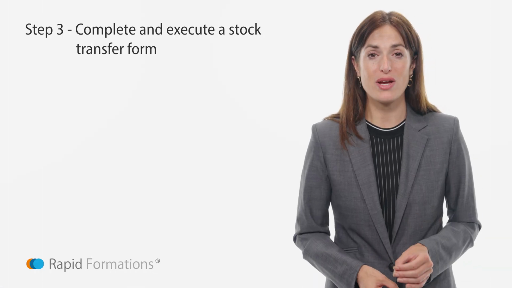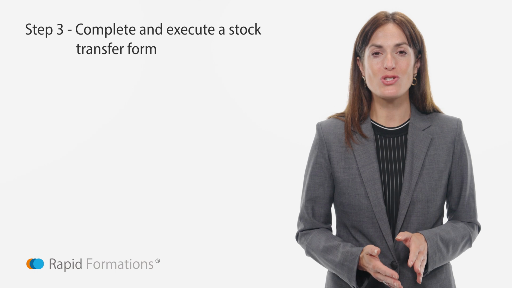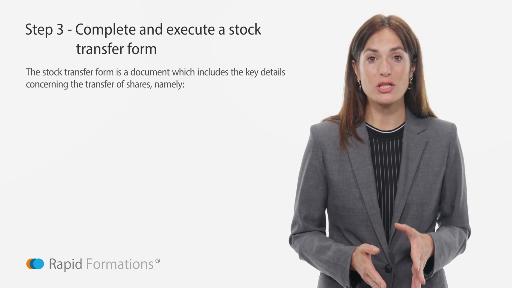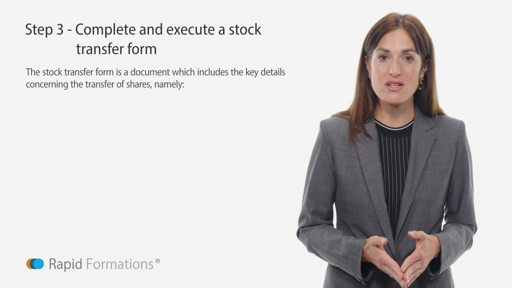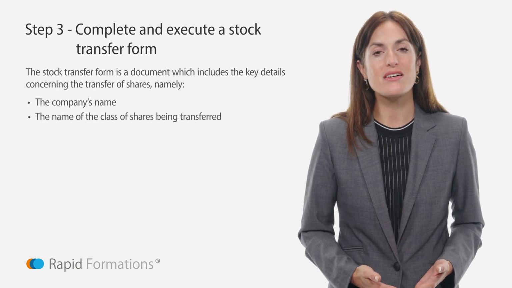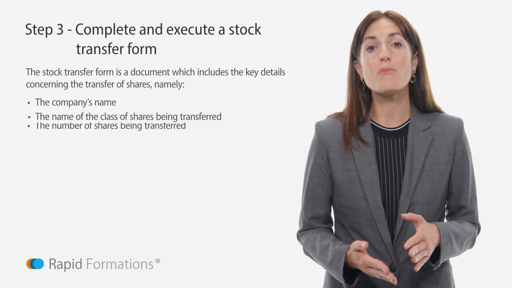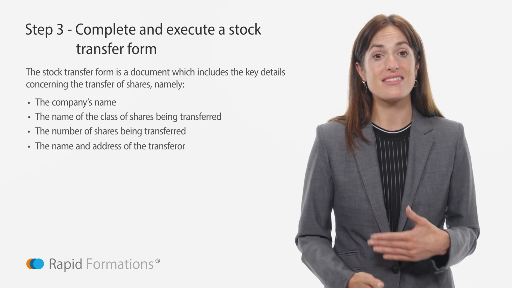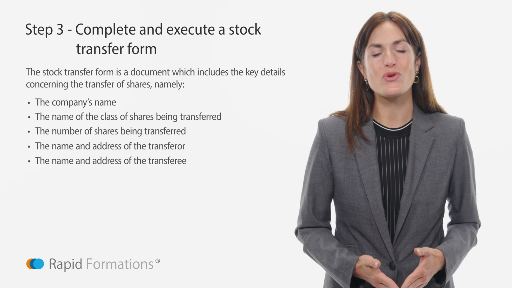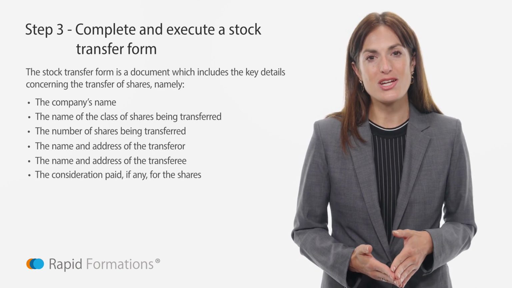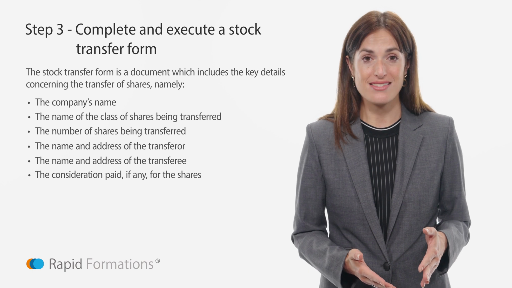Next up is step 3. Complete and execute a stock transfer form. The stock transfer form is a document which includes the key details concerning the transfer of shares, namely the company's name, the name of the class of shares being transferred, the number of shares being transferred, the name and address of the transferor, that is, the seller, the name and address of the transferee, that is, the buyer, and the consideration paid, if any, for the shares.